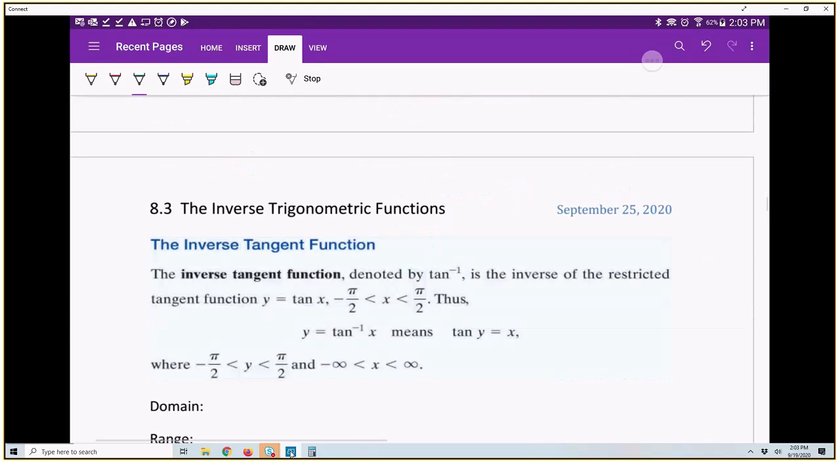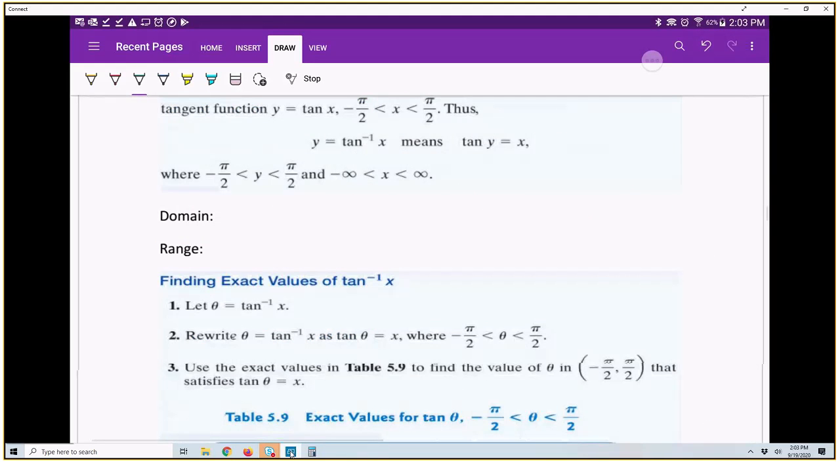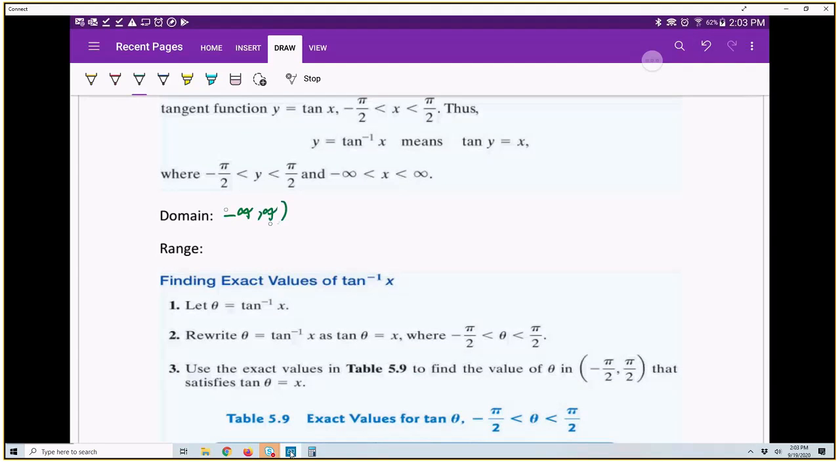Tangent now. Domain for tangent is all real numbers, -∞ to infinity. And the range of inverse tangent is -π/2 to π/2. Just be careful about the brackets. They are open brackets. Okay.